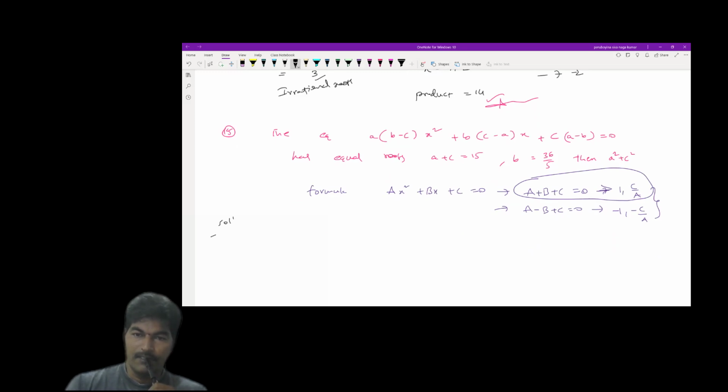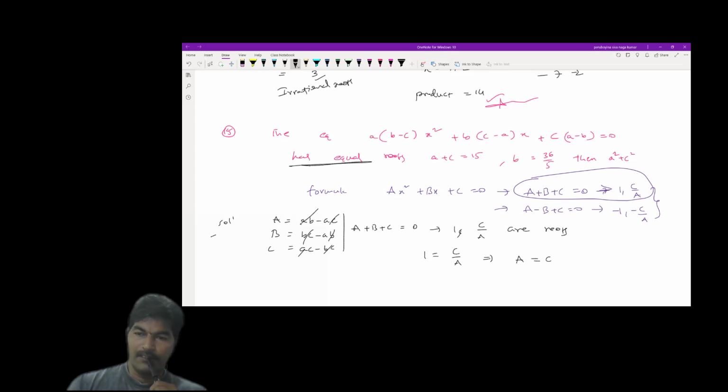So what is capital A here? A is a(b minus c). B is b(c minus a). C is c(a minus b). If you try to find this sum, ab cancels, ac cancels, bc cancels, and we get 0. That means 1 comma C by A are the roots. He said they are equal roots. Equal roots means 1 is equal to C by A, that means A is equal to C. Capital A is ab minus ac, and capital C is ac minus bc.